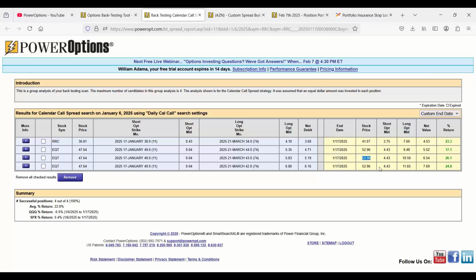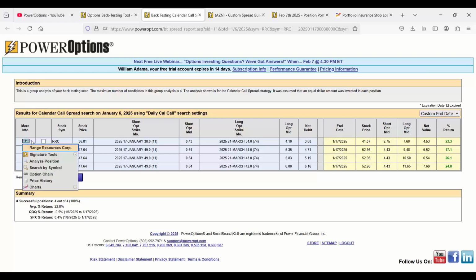Stock ended at 52.96. We would have only done one of these. Probably going with the one with the lower net debit. So we probably would have done the 44 to 49. But if you want to be more conservative, you would have gone with the higher delta ratio of the March 42 to the January 49 strike. RRC, though, now that I have my results of how that worked, and again, I must note, of course, that even though we just did this on the fly, past results are no guarantee of any future performance.